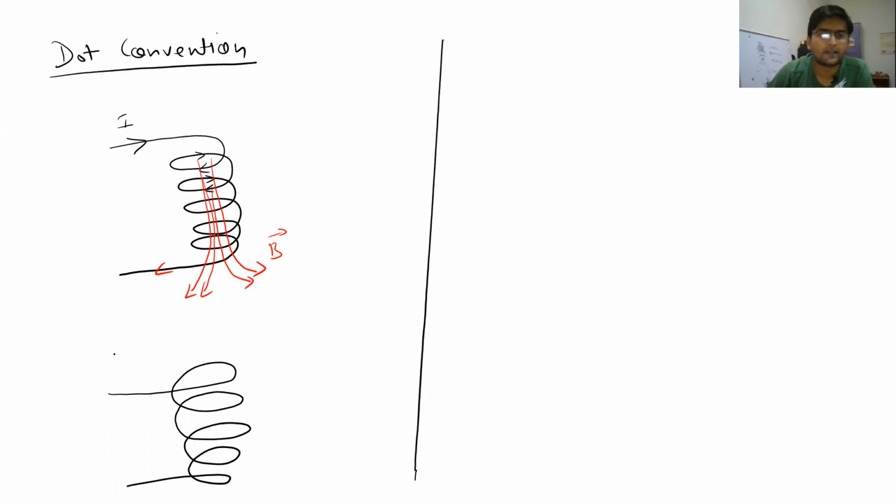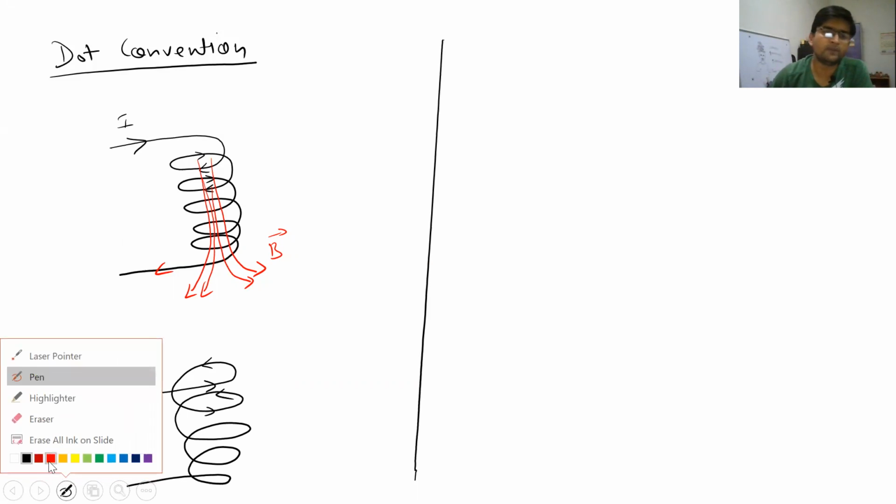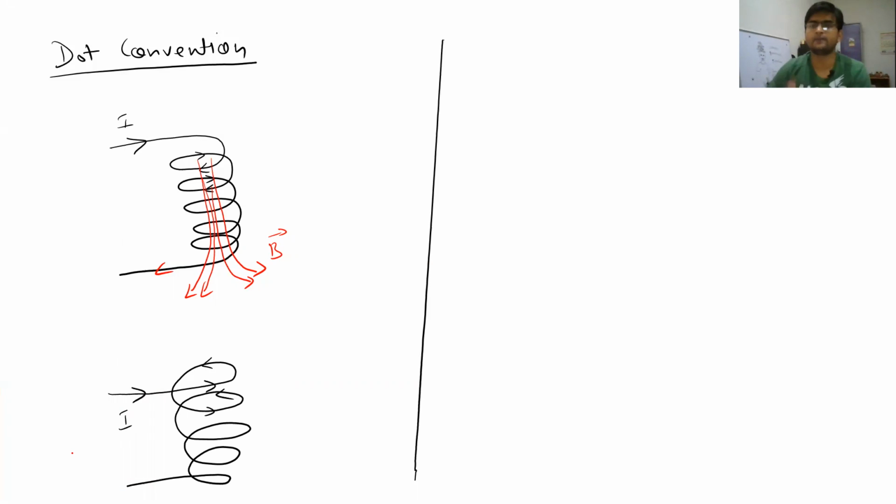Now let us again enter the current in the same direction. But now, since the current is moving like this, like this. Now, can you tell me what will be the direction of magnetic flux? The current in the coil is moving in this direction. So the magnetic flux will now be moving like this, like this. So now the overall magnetic flux lines will be coming like this. So the direction of magnetic flux is now towards the upside of the coil.